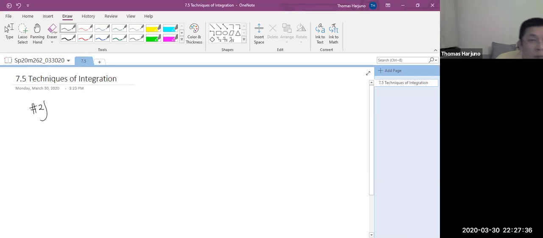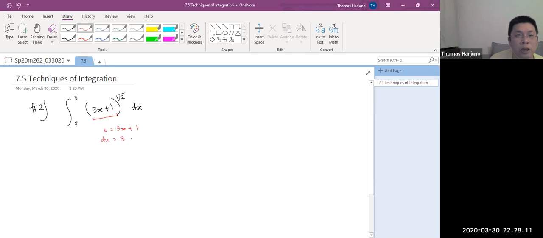Number 2, we have the integral from 0 to 3 of 3x plus 1 to the power of square root of 2 dx. Our issue is actually here, right? So let's do substitution first on this. I will do substitution. u equals 3x plus 1, so du equals 3 dx, and therefore dx will be substituted by du over 3.